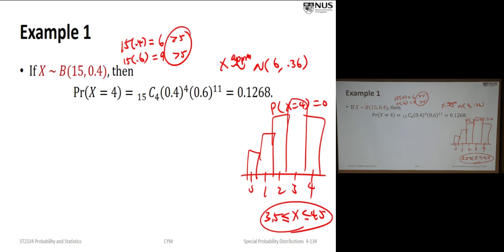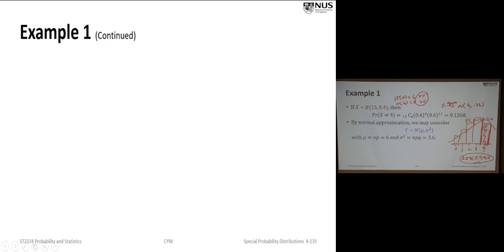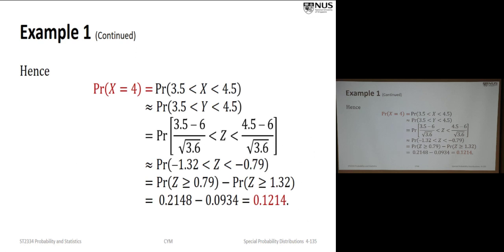You are looking at this probability, right? So when you have a continuous approximation, it lies between these two lines, which is 3.5 and 4.5. So it's equivalent to x between 3.5 and 4.5. All right? So, okay, here it is. So 3.5 and 4.5.